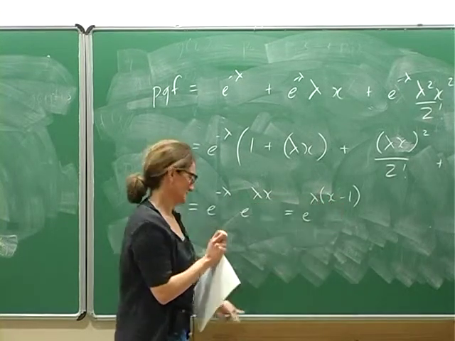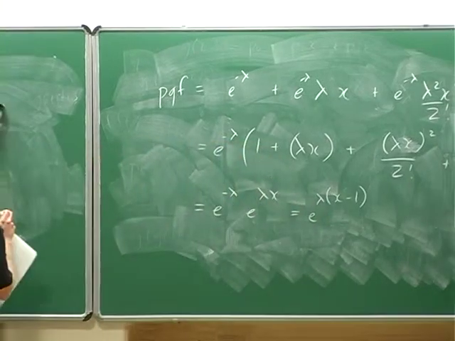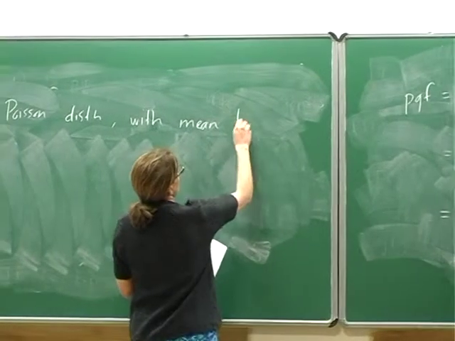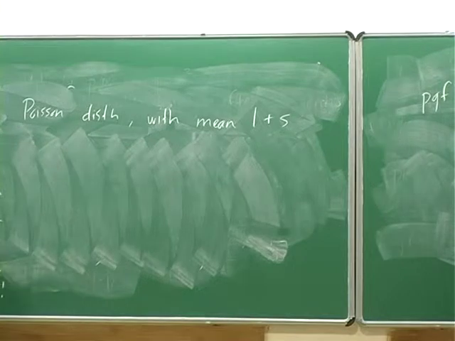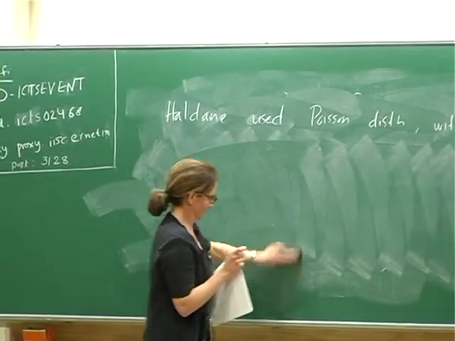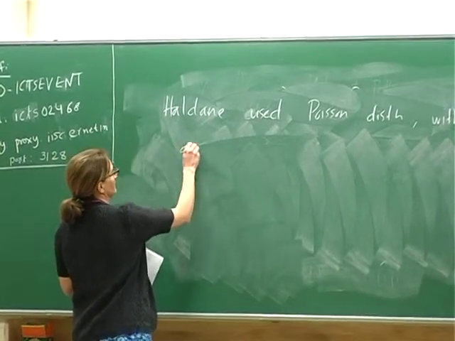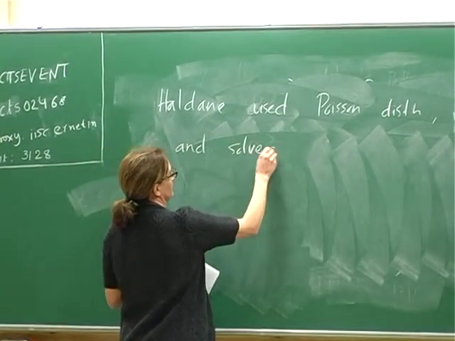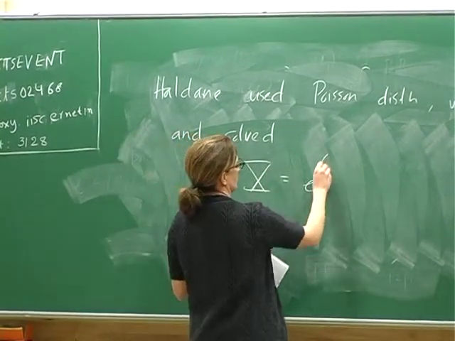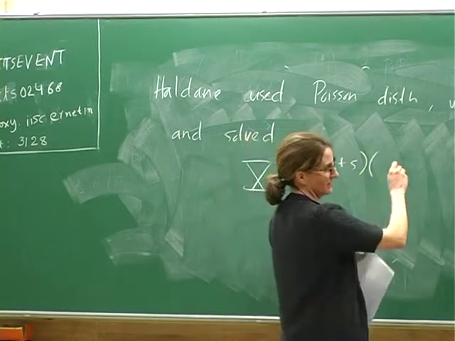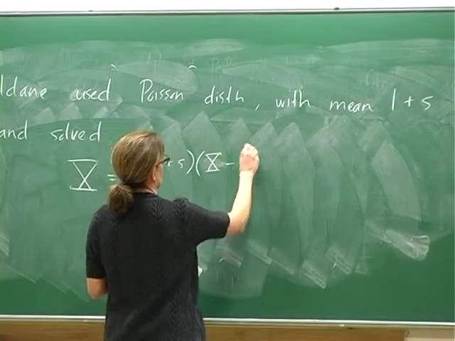Yeah. And so if we take the mean to be 1 plus s offspring, then we need to solve x equals f of x, e to the 1 plus s, x minus 1, x minus 1.